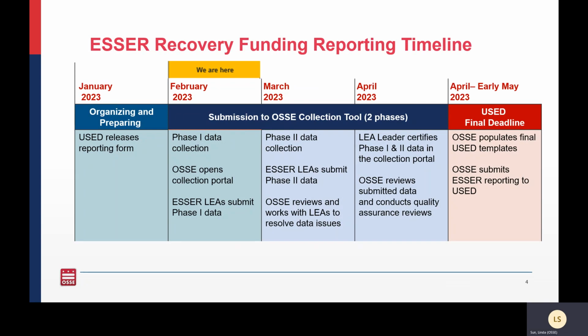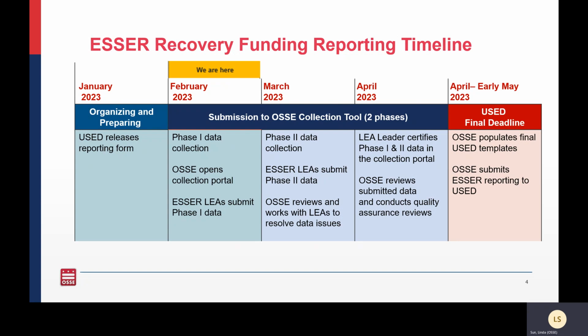All right, so the overall timeline. We are here in February. We are kicking off the data collection now. So in February, you'll be doing the Phase 1 data submissions. Once that's completed, we'll open the portal for Phase 2. Once that's completed, we'll go through a correction window. So OSSI will look through your data. You obviously should do the same to make sure everything's accurate. There will be a chance to make any corrections that are needed.